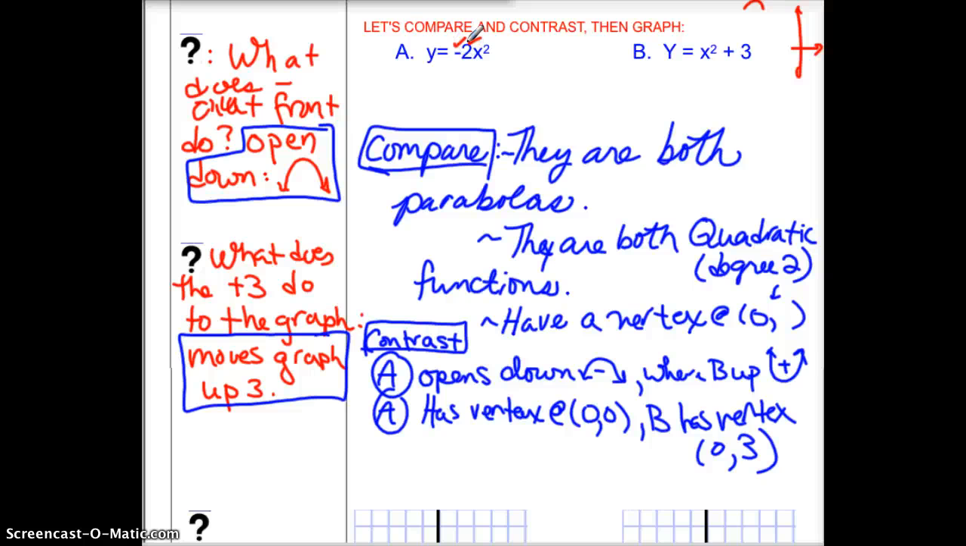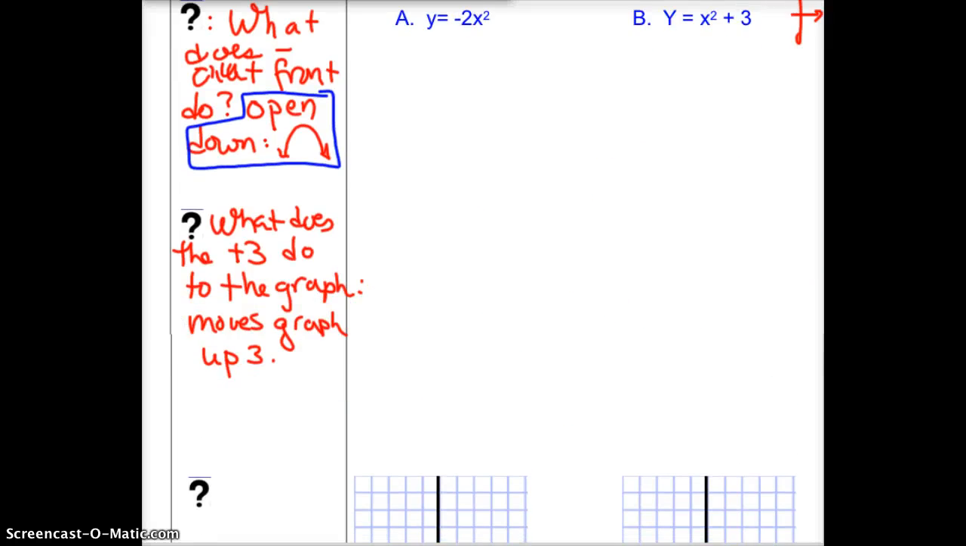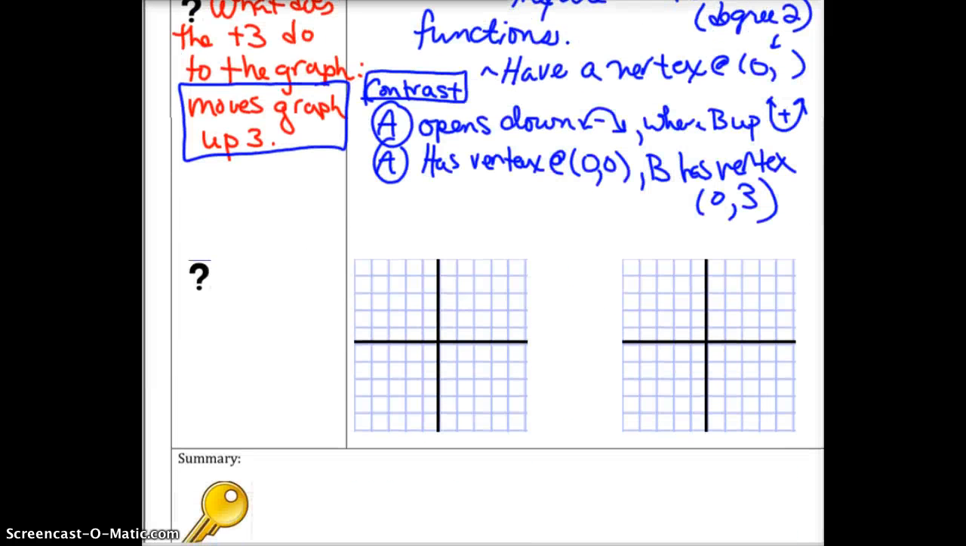The 2 stretches it to twice where it was, so it makes it narrower than when this was at 1, or the same width as the parent function. So what else is different is parabola A is narrower than B. Alright, now let's go graph both of them.